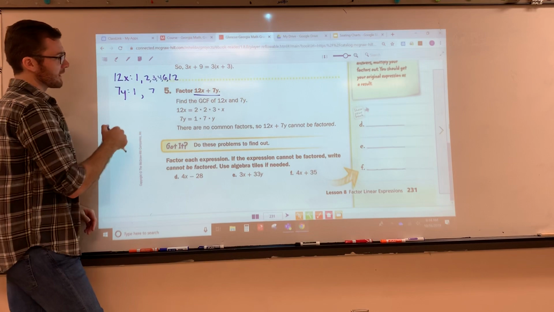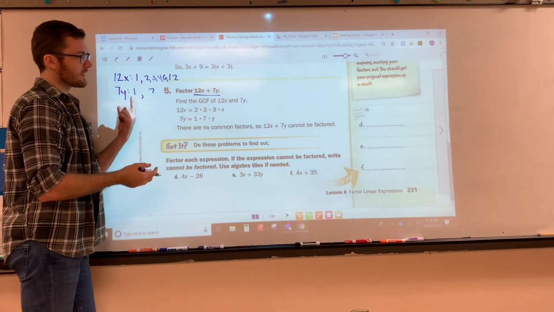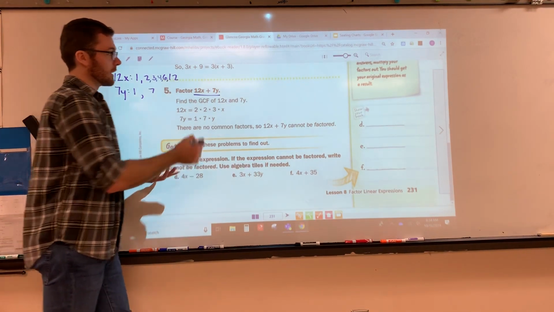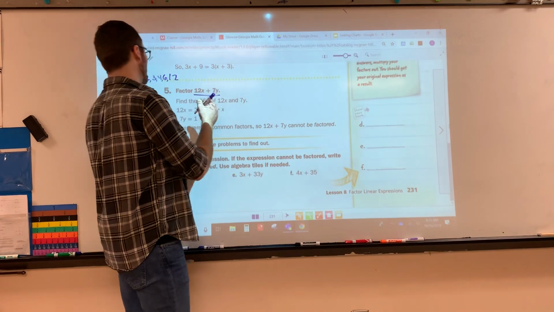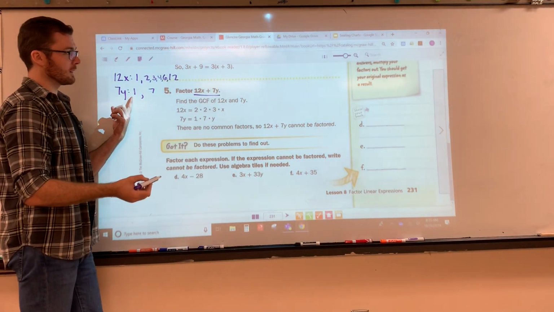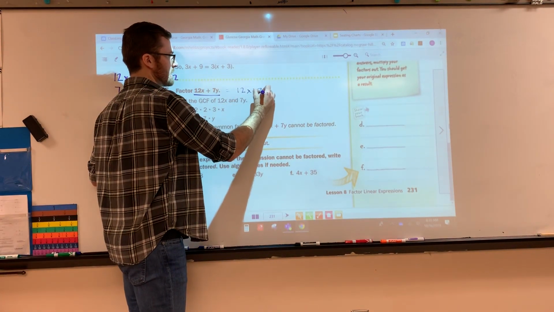They don't have anything in common besides 1, so we know because of the identity property, 1 times anything will just stay the same. So here, I cannot factor this any better than it's already factored. If they do not have any common factors greater than 1, you can leave it the way it is. So this would just be 12x plus 7y.